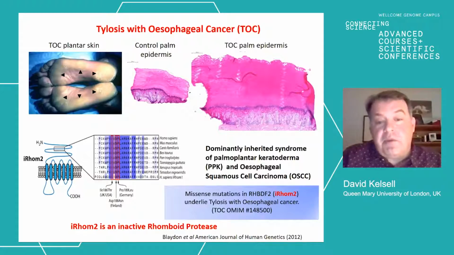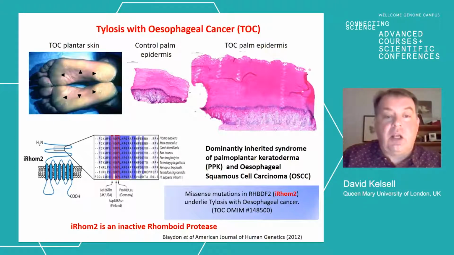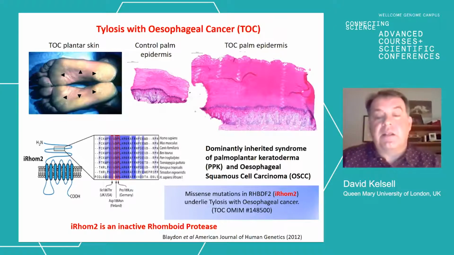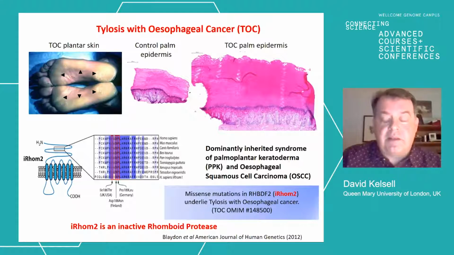As I say, it's a member of the rhomboid protease family, and some of these are serine proteases. However, iRhom2 does not have any protease activity. It has lost its protease activity, and so that's why it's called an inactive rhomboid protease. So we really didn't know much about what iRhom2 would be doing in the skin and the esophagus. It's called rhomboid because when you knock it out in Drosophila, the larvae have a rhomboid shape. And some studies have suggested there's a link between rhomboids and EGF signaling, growth factor signaling.